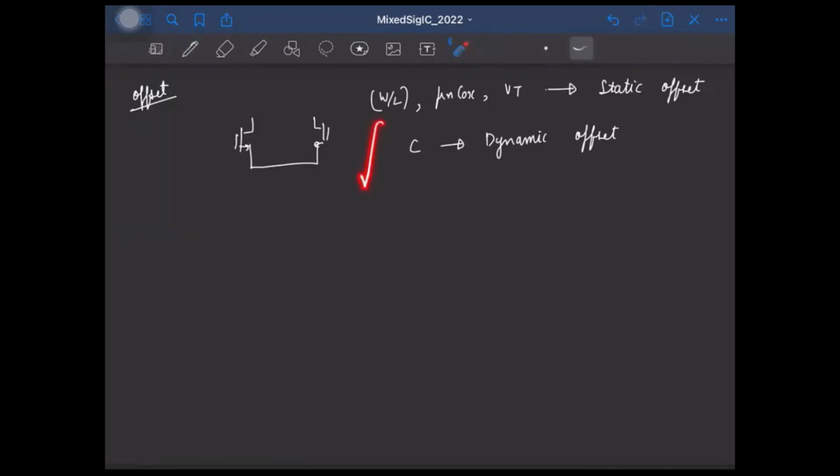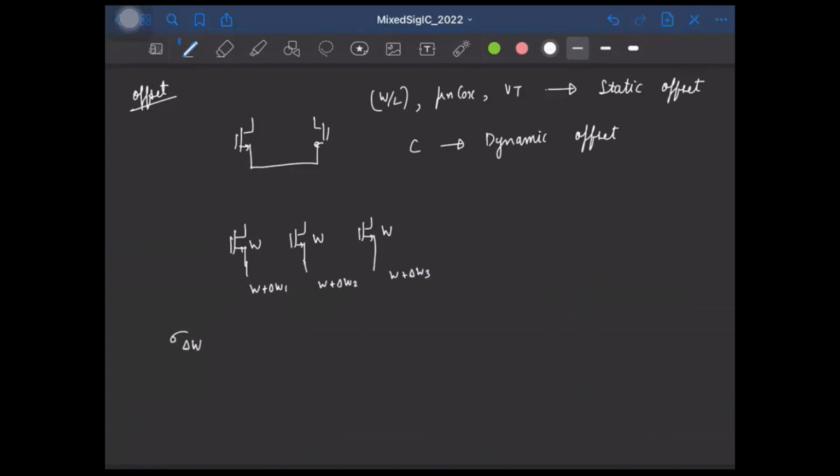To deal with the static offset, we'll use the information that we know about mismatch. Okay, so you might have learned in your analog circuits course that if we have, let's say, multiple transistors like this, all nominally having the same width W, in practice, finally, you will see that their widths will all be different, right? So this might be some W plus delta W1, this could be W plus delta W2, this could be W plus delta W3, and so on.